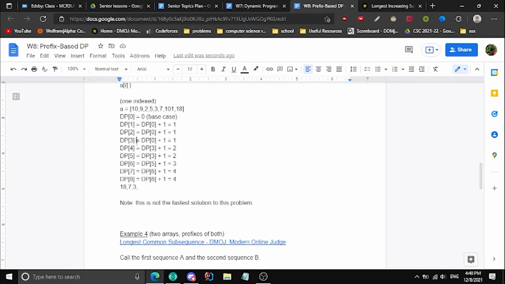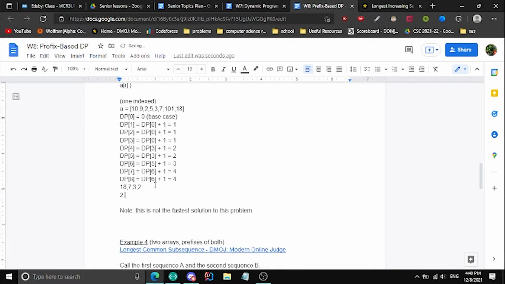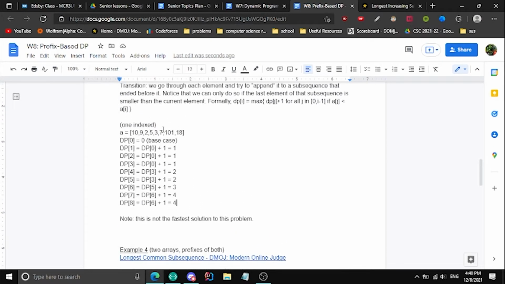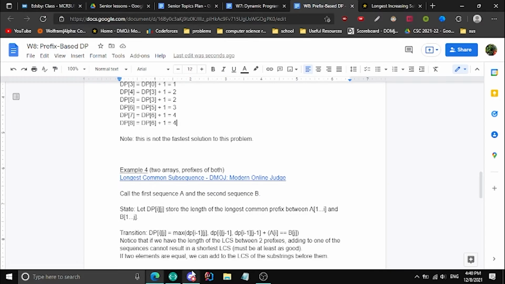So that's 3. And if we go back to 5, that extended from 3, which is 2. So 2 will be the next element, and 2 extended from the empty subsequence. And so one possible subsequence in the end would be 2, 3, 7, 18, and that's going to be length 4, right? And obviously, there's also 2, 3, 7, 101. There's also 2, 5, 7, 101, and 2, 5, 7, 18. Wait, no, I think those are the only 4. Yeah. So that would be an example of a longest increasing subsequence like that.